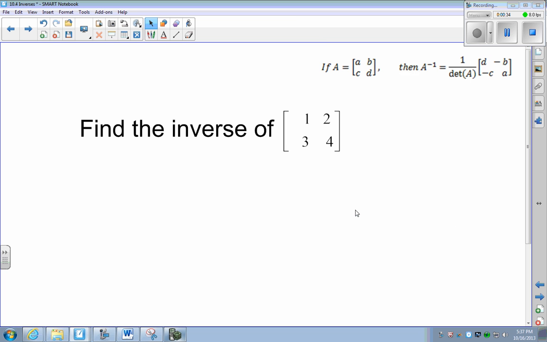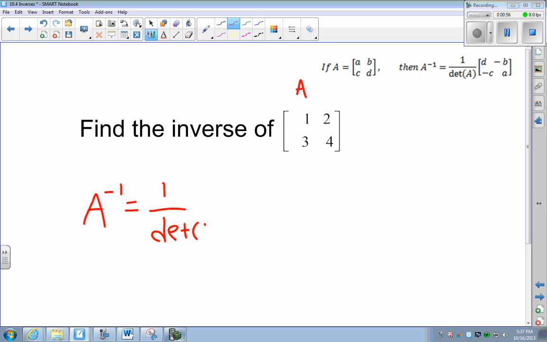So here, let's call this matrix A. We already solved one 2x2 inverse last class, but let's do this one for extra practice. Here we're saying that A inverse is equal to 1 over the determinant of A times that funky matrix. And here's our A, B, C, and D. So let's fill in that matrix: 4, 2, negatives on our B's and C's, and our A's and D's are flipped.